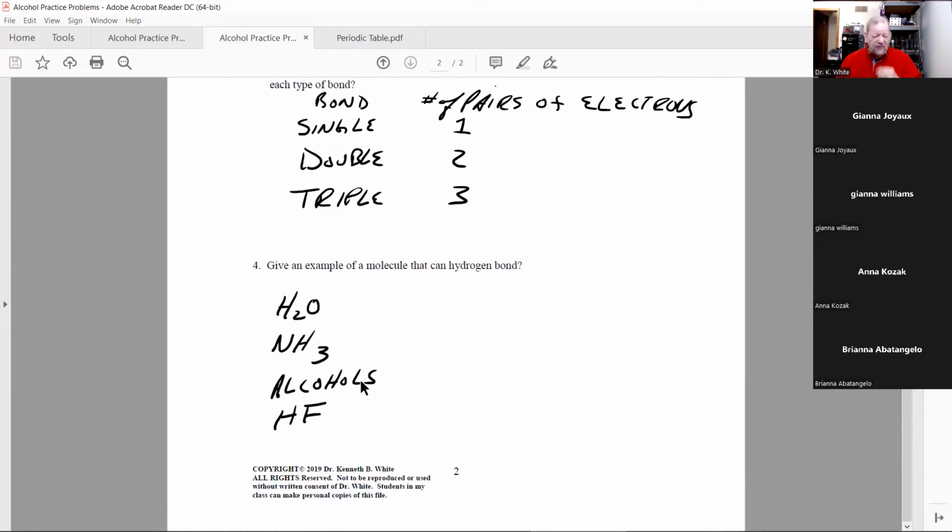Now, we talked about hydrogen bonding, which is very important. You should be able to give an example of a molecule that can hydrogen bond. Now, the easiest one to remember, water. But ammonia, NH3, will hydrogen bond.